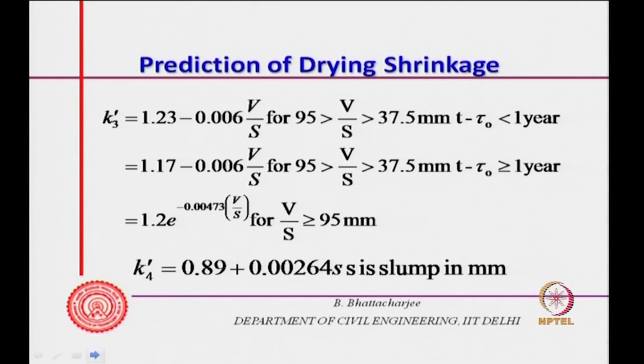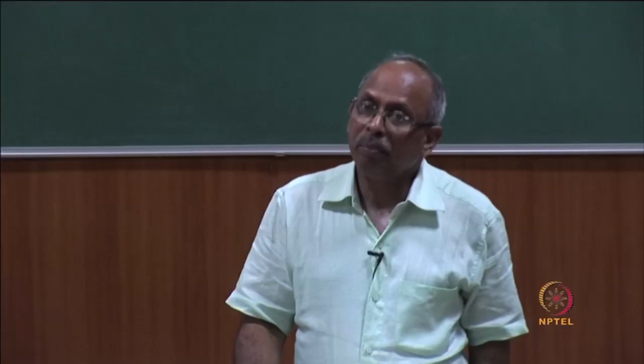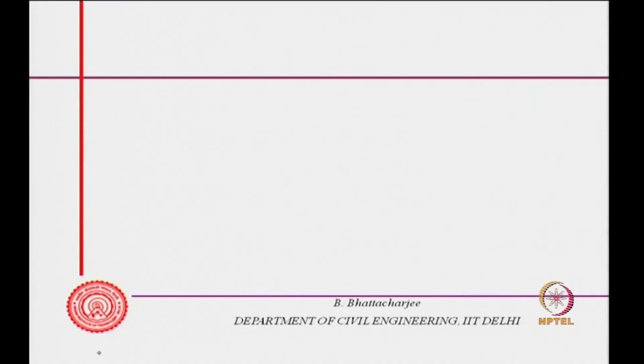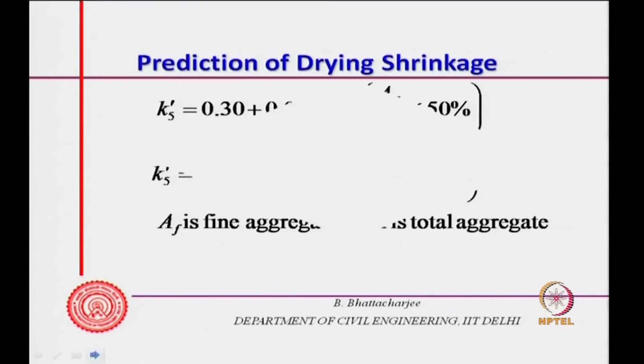K4 is related to slump. The more the slump, the more K4 is, which means my ultimate shrinkage will be more. So, S is the slump. The formula is 0.89 plus 0.00264 S, with slump in mm. For a slump of 100 mm or more, shrinkage is likely to be more. In fact, it is talking in terms of the water content of the system. So, the more the slump, the more the shrinkage.